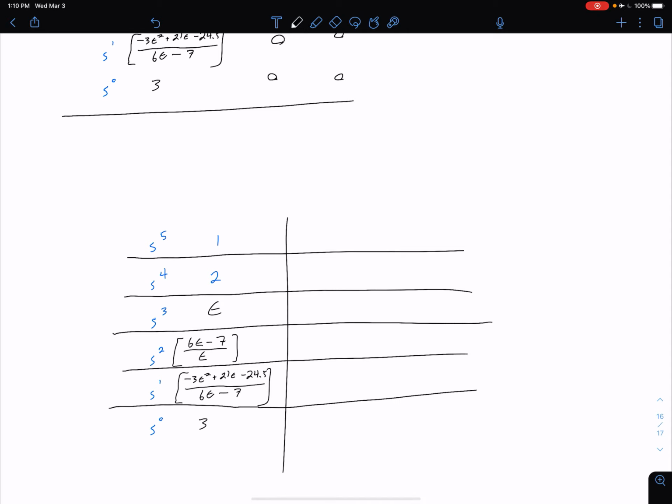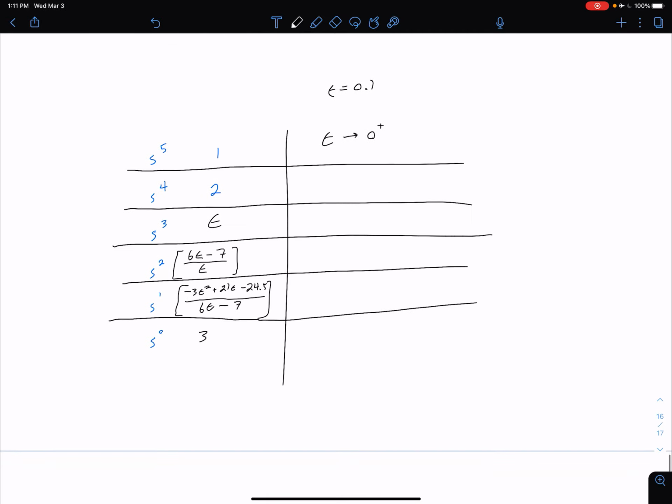And so let's say, what happens if we let our epsilon be some really small value? So it's going to 0 plus. And if it's helpful for you, you can actually look at a specific value. So maybe you want to say, let's let epsilon equal 0.1. You don't necessarily need to do that. You can just have sort of an arbitrary small value in your head.